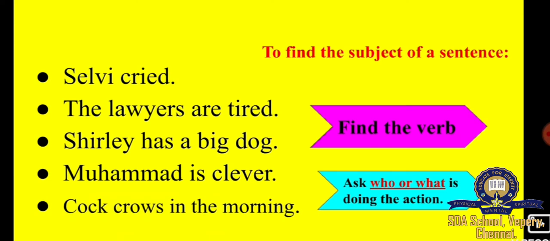And next sentence, Muhammad is clever. Muhammad is clever. So here if I ask the question, who is clever? Then the answer is Muhammad. So here Muhammad is the subject.